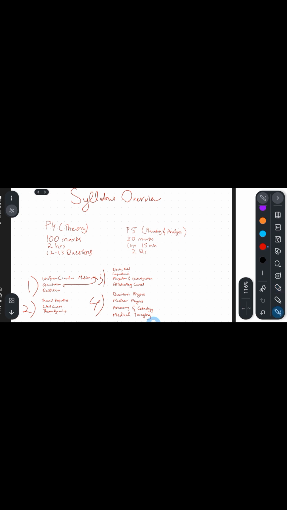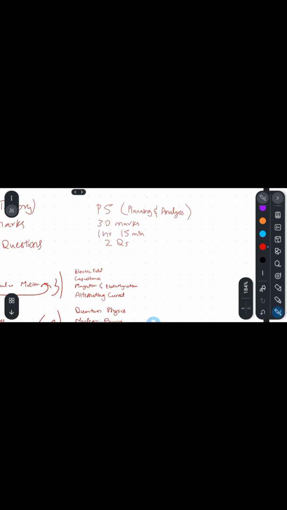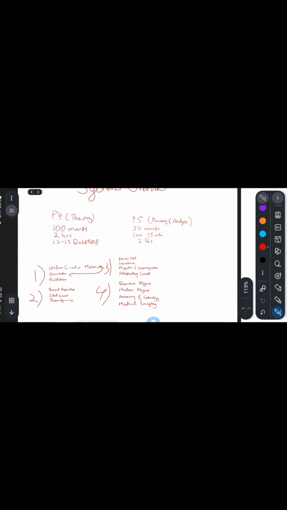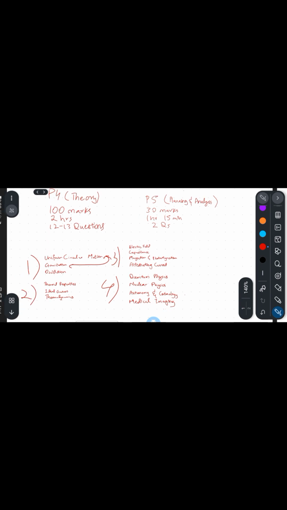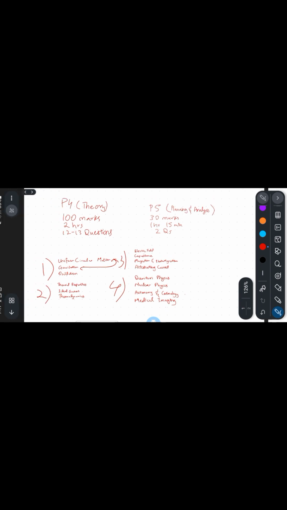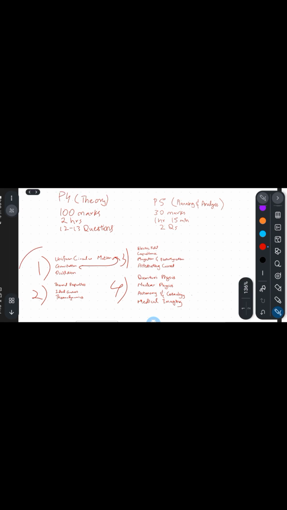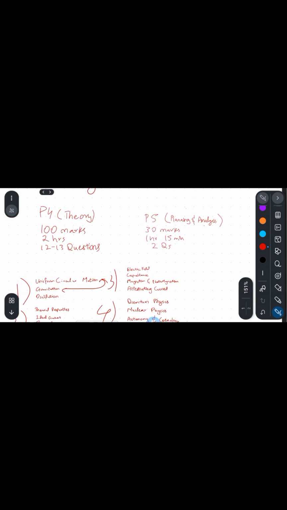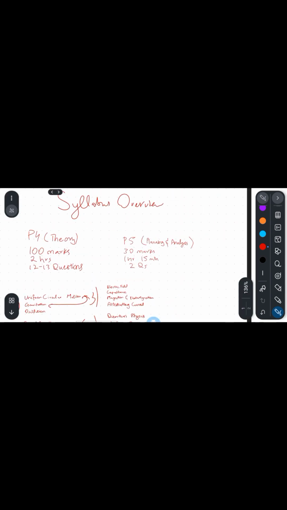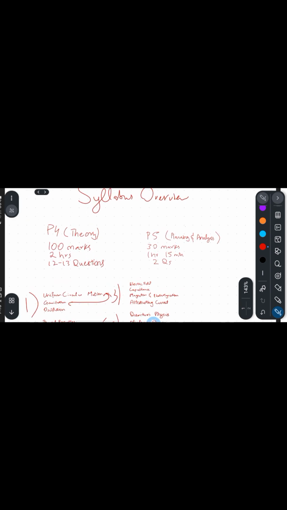And in P5 you're just going to be given some scenarios which are going to be belonging from these chapters. This syllabus is applicable to both P4 and P5, not just P4. So whatever question you're going to get in P5 is going to be related to these chapters, but in a different fashion.